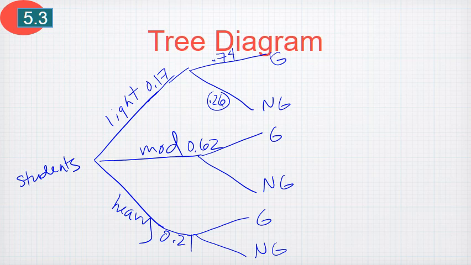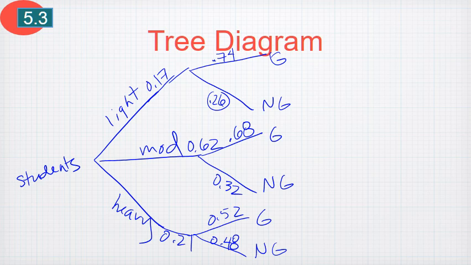Then good grades given that they were a moderate user was 0.68, and I can do the same thing for not so good grades, right? 0.32. Math, it's awesome. Okay, 0.52 is good grades, and then 0.48 would be not so good grades. So there's my tree diagram. It looks beautiful.